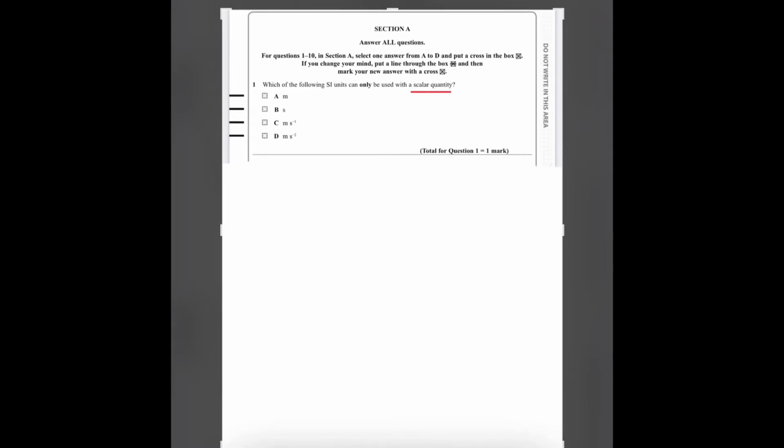So, part A: can it only be used with a scalar quantity? Meter is basically distance or displacement. Distance is the total path covered. For example, we go from point A to B and B to C. We have 20 and 20. So the distance covered is 40, but the displacement is the shortest distance between these 2 points, which is actually this with the direction of theta. So displacement is a vector quantity and distance is a scalar quantity, and both of them use meter. So A is not the answer.